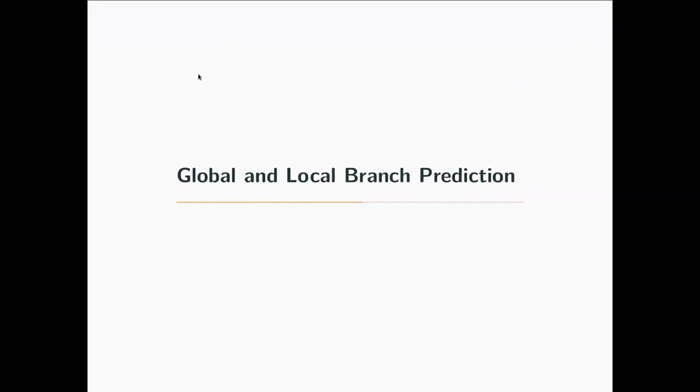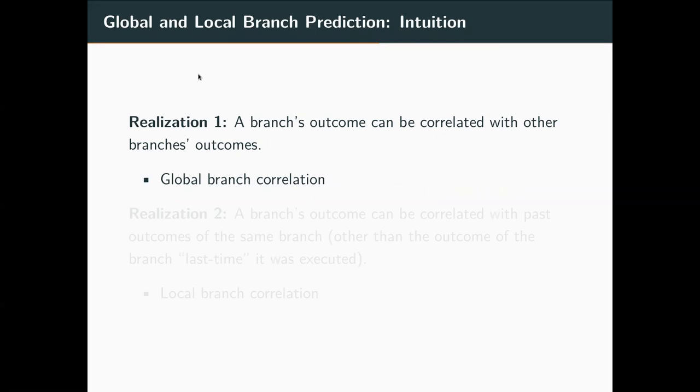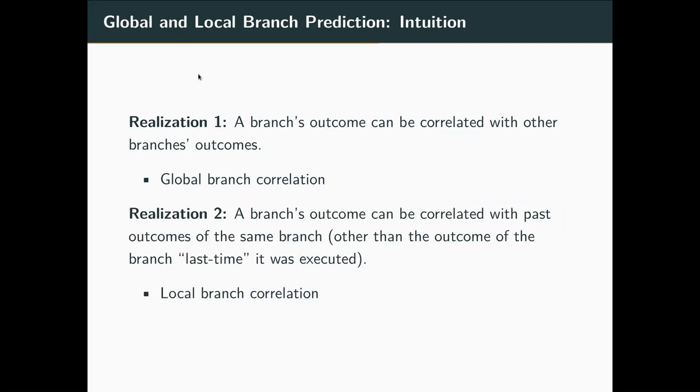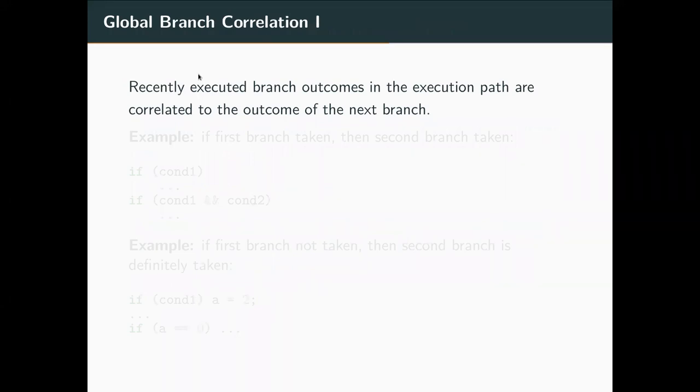Okay, so the innovation, by the way, if you couldn't tell from this slide here, is that we're going to have global and local branch prediction. And we'll talk about what this means. So the first realization that we have is that a branch's outcome can be correlated with other branches' outcomes. And this is what's called global branch correlation. Realization 2 is that a branch's outcome can be correlated with past outcomes of the same branch, other than the outcome of the branch last time it was executed. This is called local branch correlation, okay? And we'll talk about what each one of these means. So let's look at global branch correlation first.